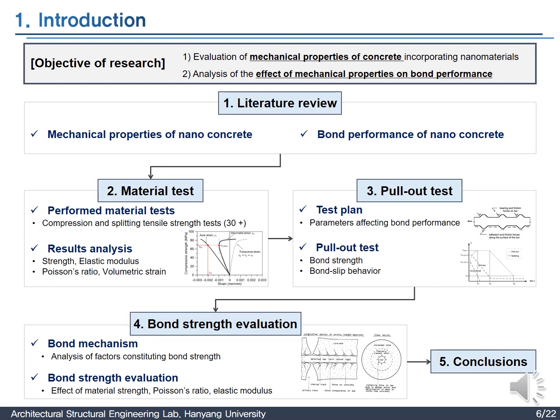To this end, the material performance was evaluated by measuring the compressive and splitting tensile strength, Poisson's ratio, and volumetric strain for each concrete mixture. Later, based on this, pull-out tests were conducted to evaluate the bond performance for various variables. Finally, we would like to predict the bond strength through an equation that reflects the material characteristics of concrete.